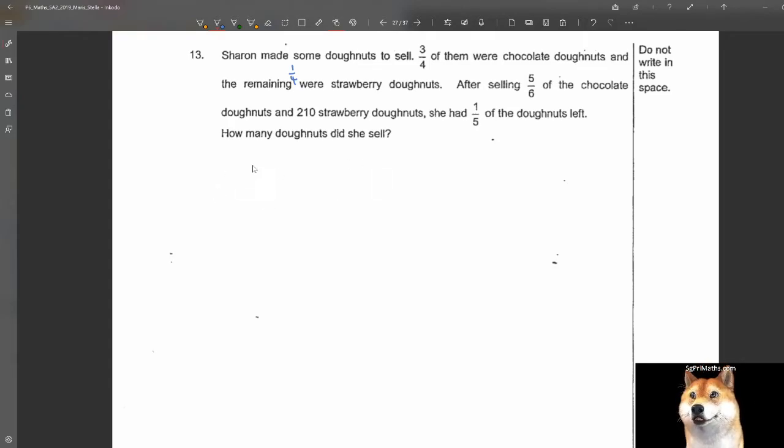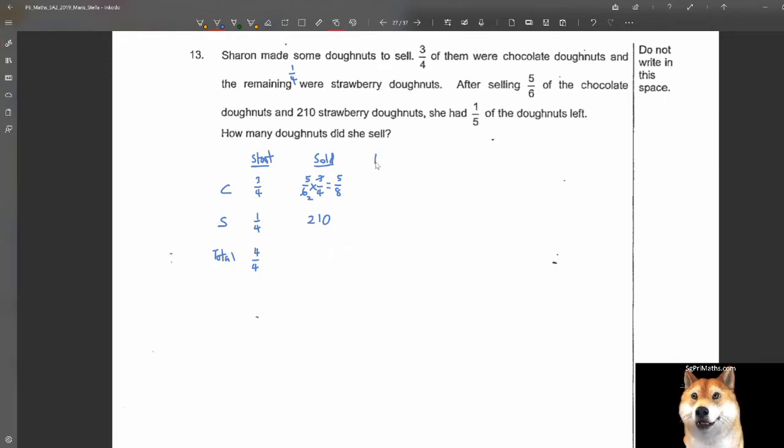Okay, we can draw a table with the information. Say the starts. Let's start with the chocolate donuts, strawberry donuts, and total. So 3/4 and 1/4 of the strawberry. Total is just 4/4. Then sold. So 5/6 of the chocolate donuts were sold. So 5/6 of the 3/4. This will give us 5/8. So 5/8 of all the donuts were sold. 210 strawberry were sold.